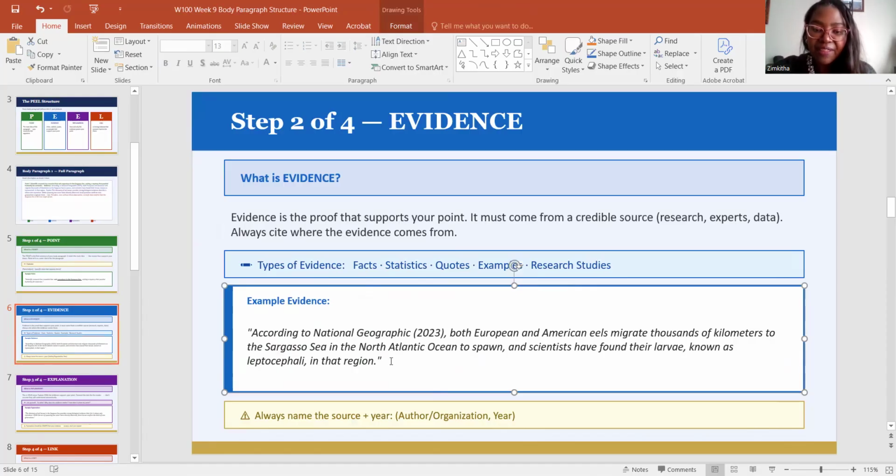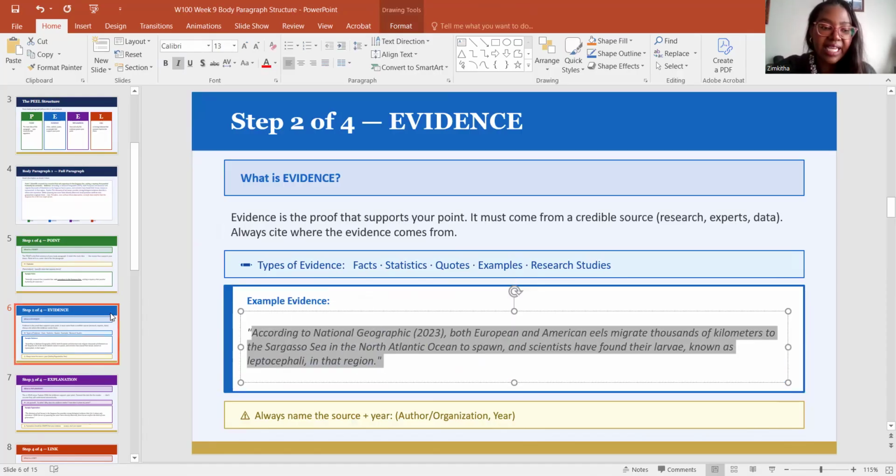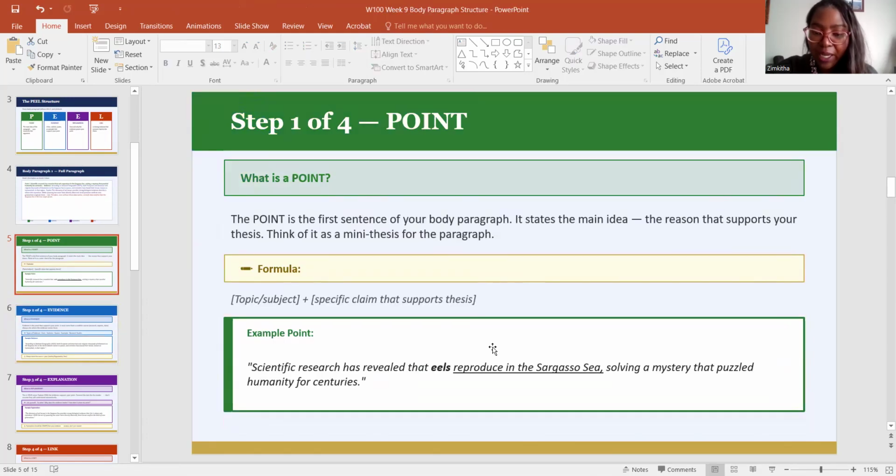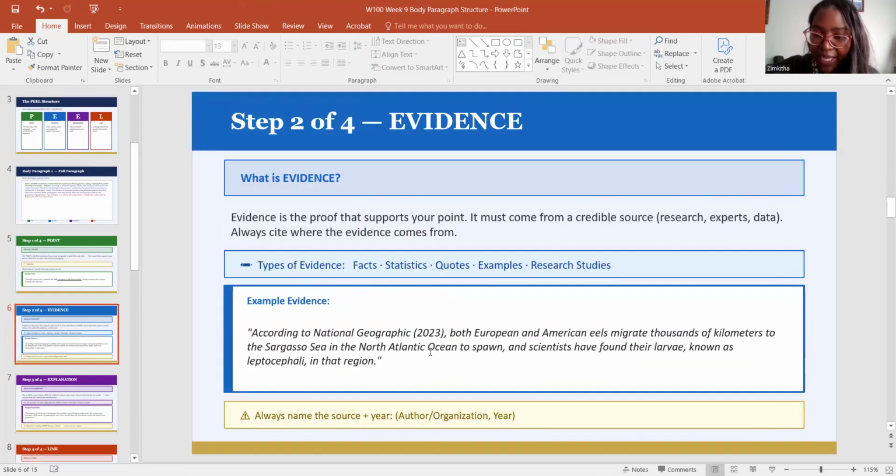Do you see that the evidence is linked to the point? It's talking about location. My evidence is also talking about location. It says where they are reproducing. Where are they reproducing? In the Sargasso Sea. How do we know that? Well, scientists have found eel larva. What is larva? Larva is an egg, okay? In that region. So that means this is probably where they are reproducing during a certain season in the year. So your evidence needs to link there. It shouldn't be irrelevant. It should support your point.